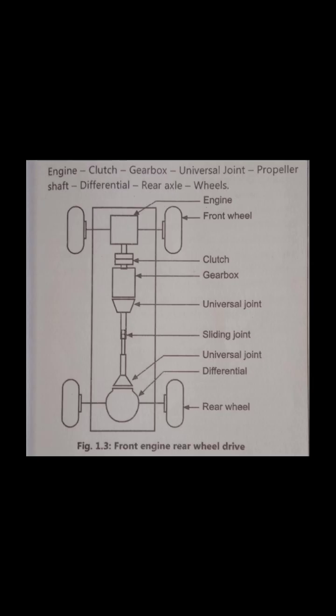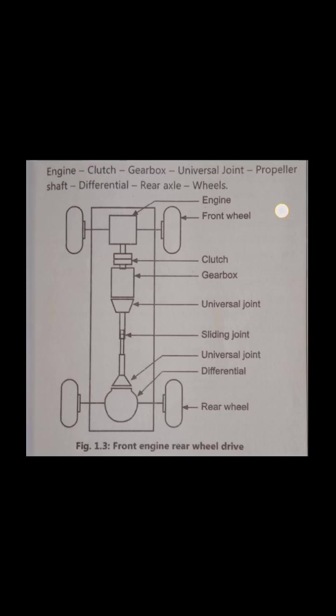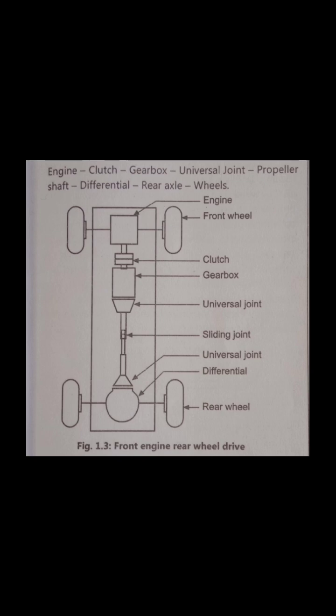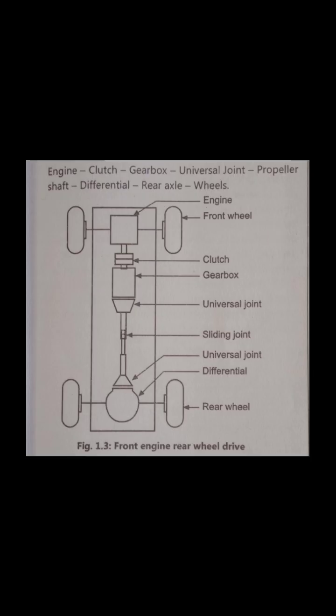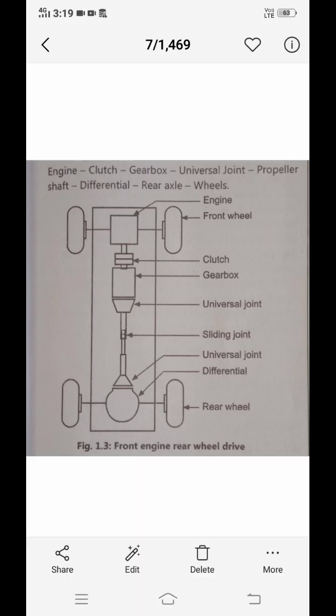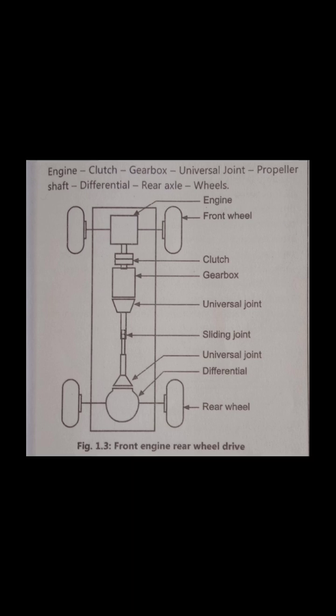The components are engine, clutch, gearbox, universal joint, sliding joint, then universal joint, differential, then rear wheel. These are the various components. You can see it is the most conventional type of layout. The engine is arranged at the front side, fitted in the front of the vehicle, and drive is given to the rear wheel.